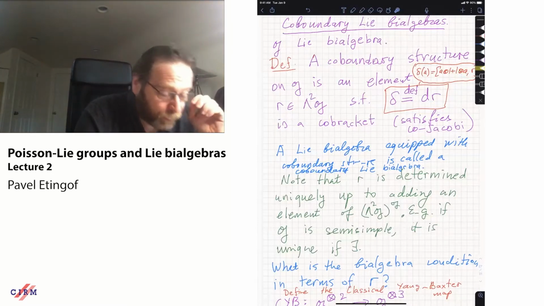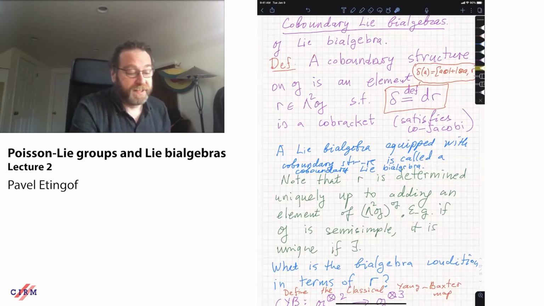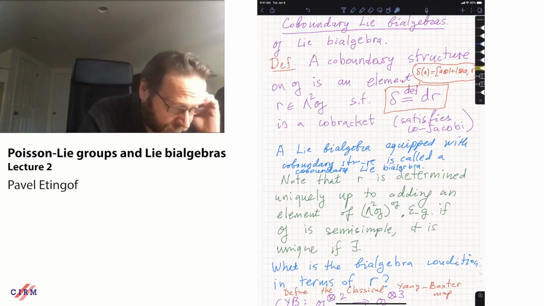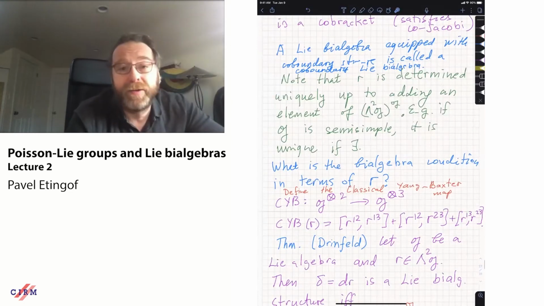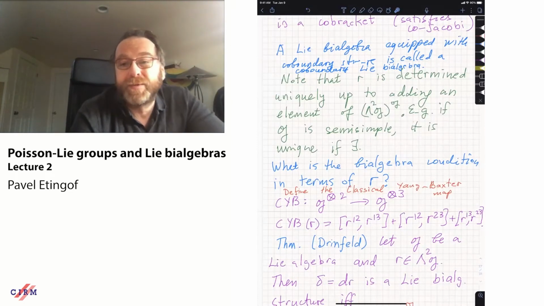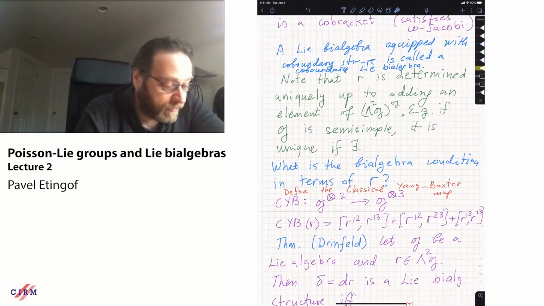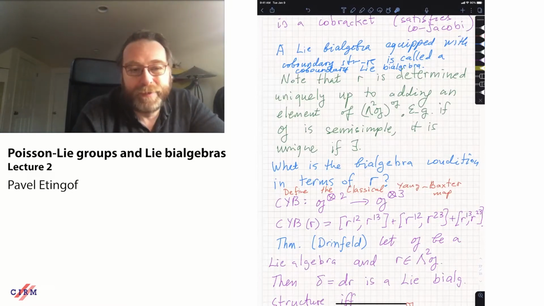So for example, when G is semi-simple, this space is 0, and therefore a co-boundary structure is completely determined by the co-bracket. There are many co-boundary structures on semi-simple Lie algebras, which we will discuss, but they are all completely determined by the co-bracket.